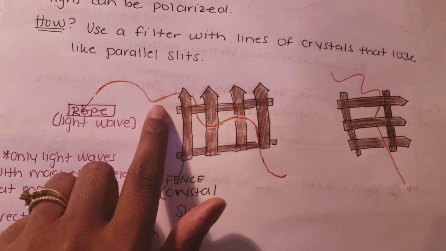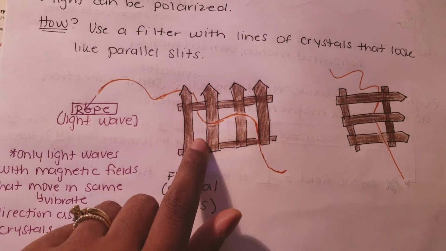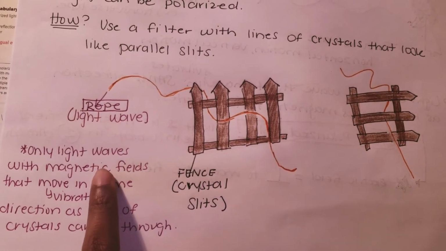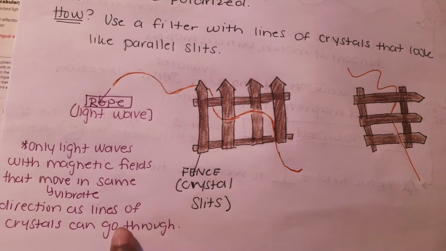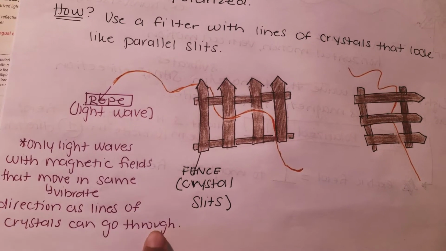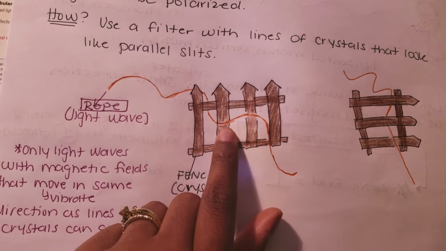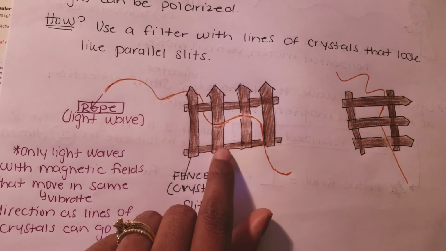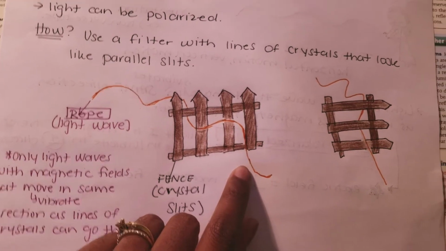The wave that the light or the rope is having is also going up and down. So it's going in a parallel motion with the way that the fence is located. So I have right here, only light waves with magnetic fields that move in the same direction as lines of the crystals can go through. So the fence is upright and the rope is moving up and down, with the same parallel motion that the fence is located. So the rope is easily able to go through the fence.